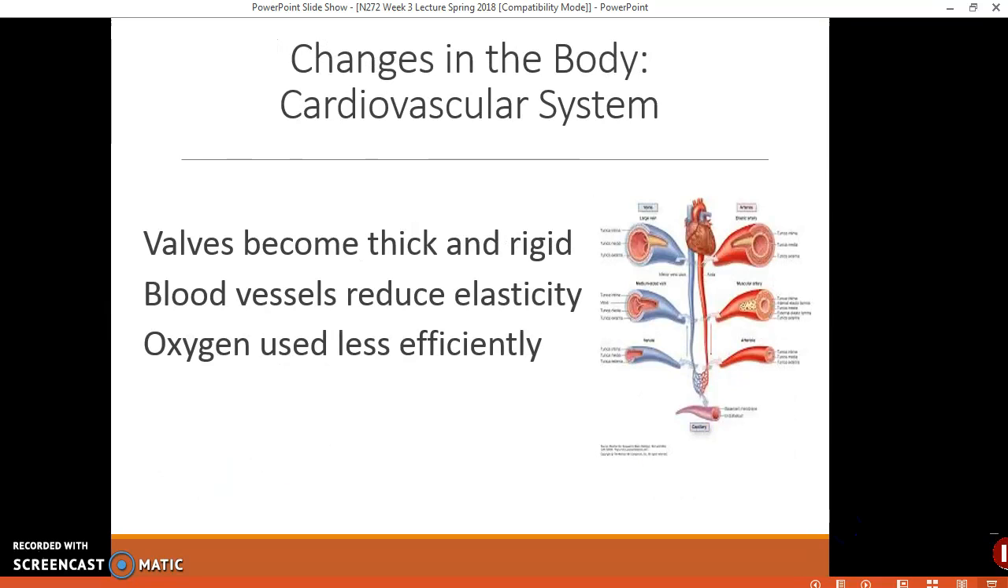Changes in the body's cardiovascular system. Valves become thick and rigid. They're not pliable. They don't have the ability to stretch as well and retract. Blood vessels reduce elasticity, so again there's no flexibility in the blood vessels. That flexibility that was there when we were younger is no longer there. It's still flexible, but not as flexible. Oxygen is used less efficiently. The demand for the oxygen is still there, but it's not being used as well in our bodies.